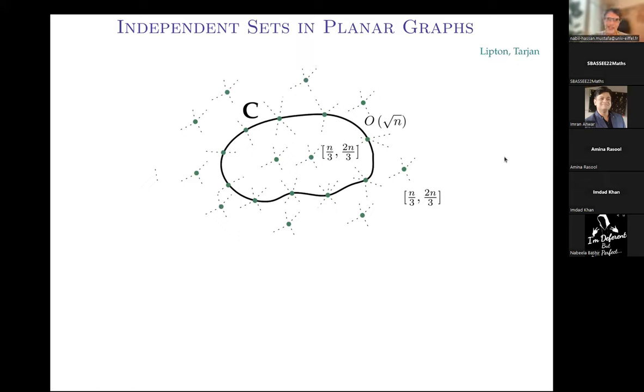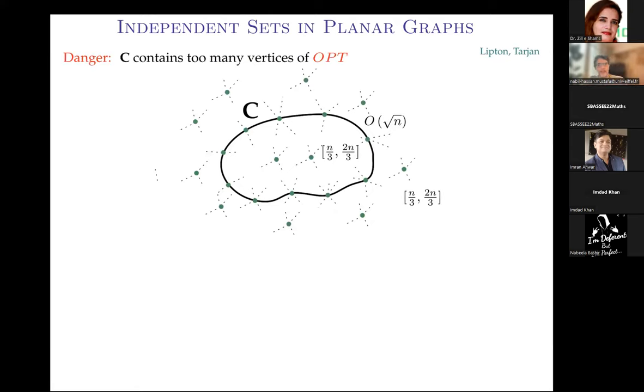Okay, so now the question is, of course, the algorithm. Once you have this separator, this small set of vertices C that you throw away, you ask the question: if I don't know the optimal, how good is my solution?